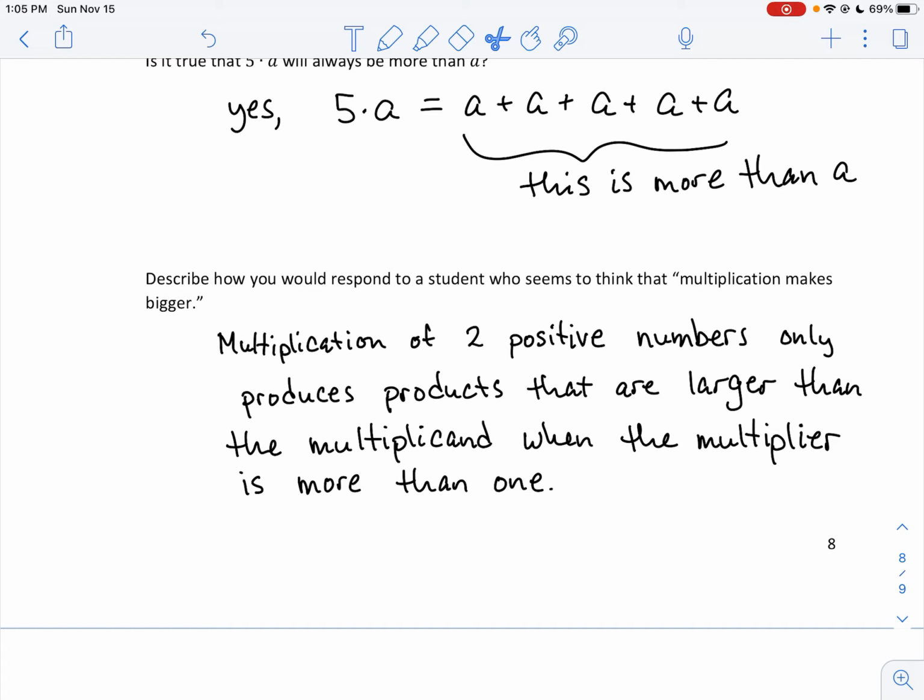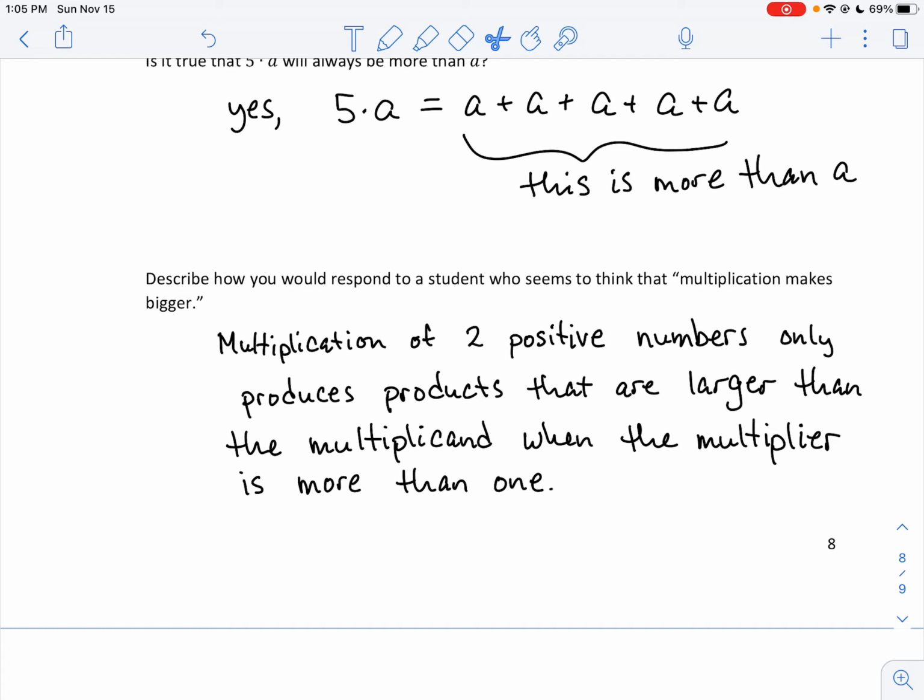And once they start working with fractions, they need to discontinue thinking that way. It becomes an intuition that's embedded that no longer serves them well. And so multiplication of two positive numbers, here's how I wrote it. Multiplication of two positive numbers only produces products that are larger than the multiplicand when the multiplier is more than 1. Right? Remember, we're only really comparing product and multiplicand. And the product will be larger than the multiplicand when the multiplier is more than 1. When it's less than 1, then you're going to get smaller products. That is, products that are smaller than the multiplicand.